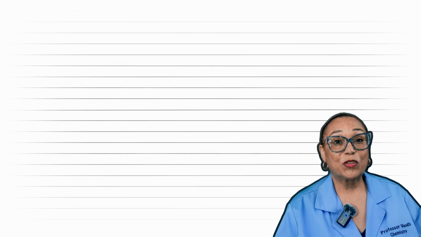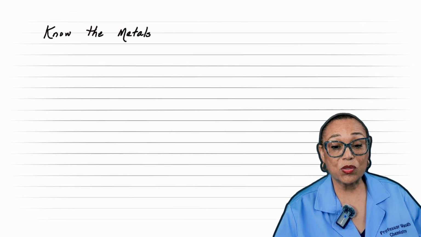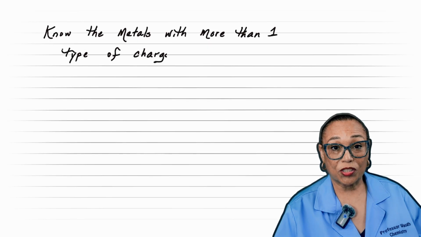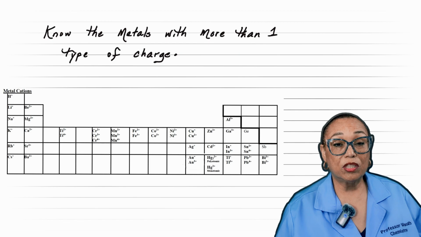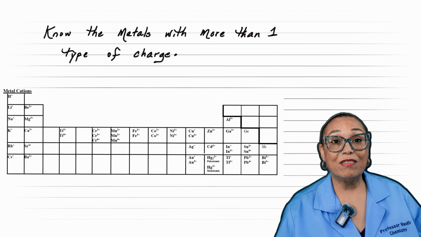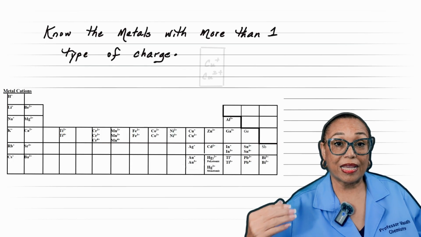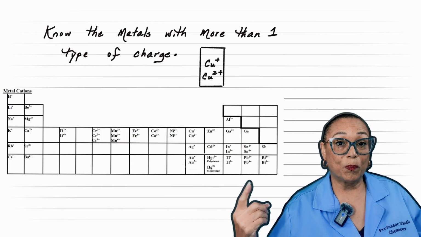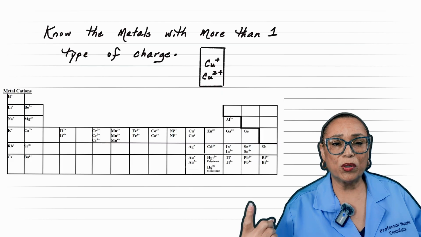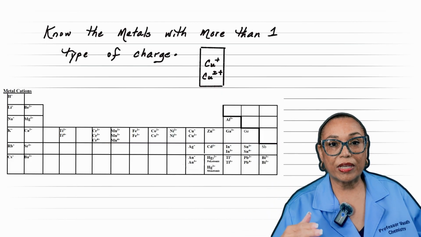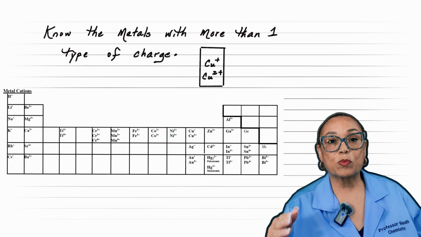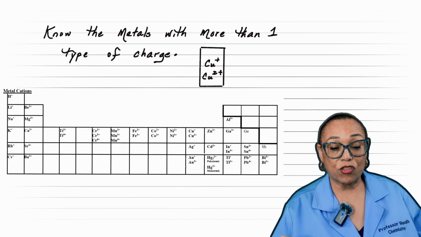All right, first thing, I want you to know the metals with more than one type of charge. So when you look at the diagram below, you will look to see it in the rectangle. There's more than 2 types of charges, like copper. Copper has a 1 plus charge. Don't put a 1. It also has a 2 plus charge. Remember, American Chemical Society maintains that you must put the number first, then the charge.